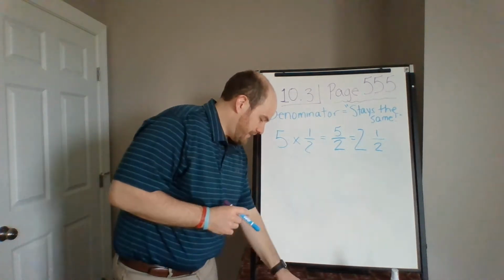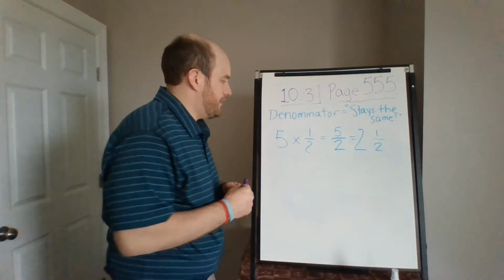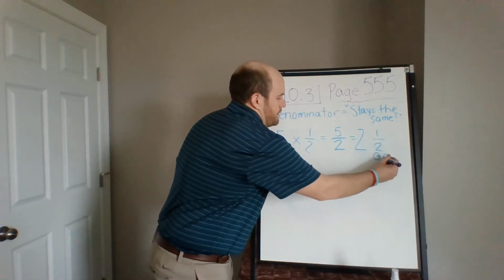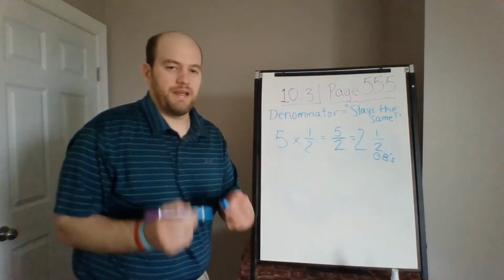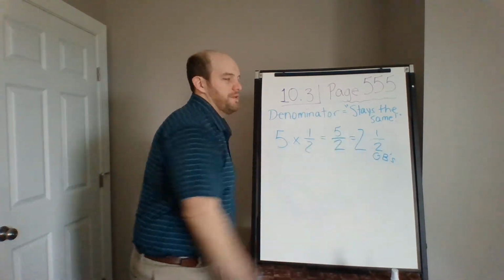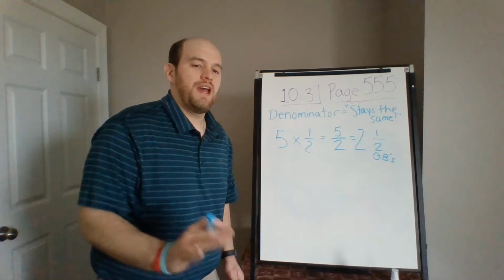So it asks, how many granola bars does Sarah's friend have? She has 2 and 1/2. I'm just going to put GBs. All right, I'm not going to write the whole thing out. Save it in my ink. Okay, 2 and 1/2 GBs, 2 and 1/2 granola bars. That's how many she has.